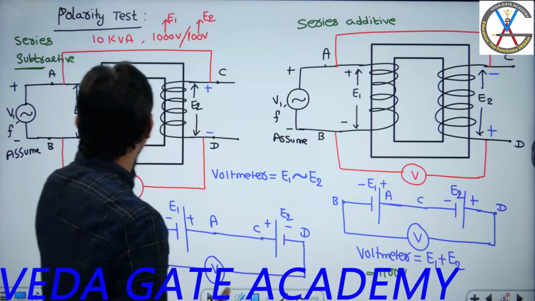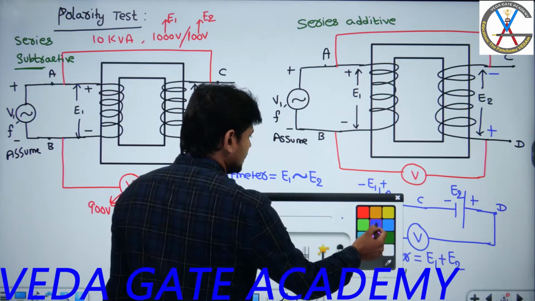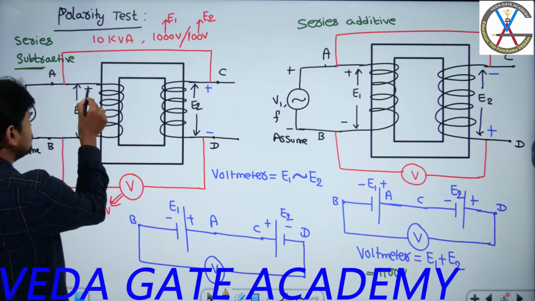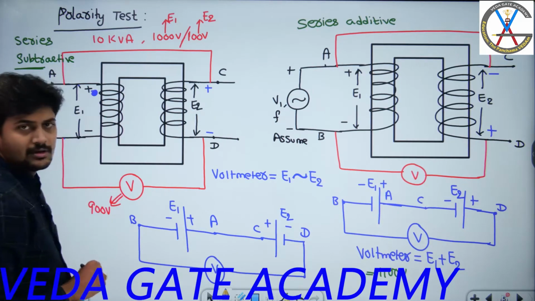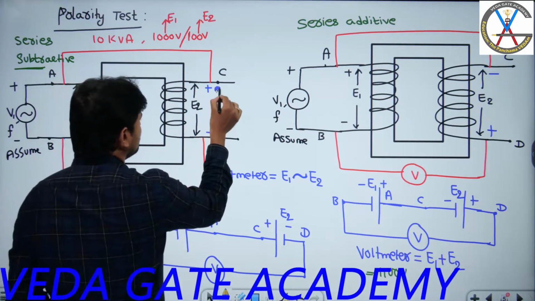Now, if you take this series subtractive polarity connection, where am I going to get the dots? Let me try to draw and indicate. Suppose I am assuming positive as the dot, then in this transformer, wherever you find positive terminals, you have to indicate with the dot only.